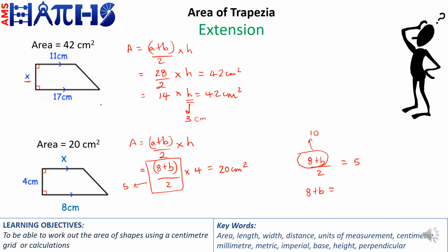Now that we know that 8 plus b is equal to 10, we can find b. 8 plus what number would give us 10? That number is 2. So it therefore means that the missing length for the parallel side is 2 centimeters.